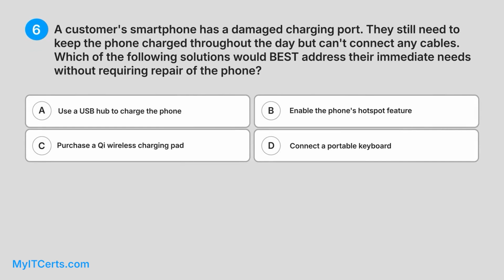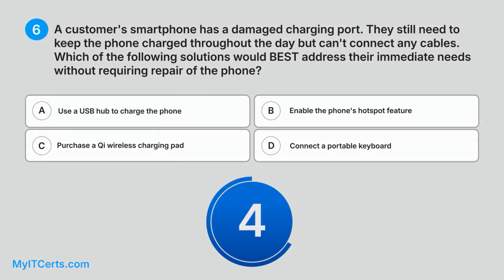6. A customer's smartphone has a damaged charging port. They still need to keep the phone charged throughout the day, but can't connect any cables. Which of the following solutions would best address their immediate needs without requiring repair of the phone? A. Use a USB hub to charge the phone. B. Enable the phone's hotspot feature. C. Purchase a Qi wireless charging pad. D. Connect a portable keyboard. Do you know the answer?